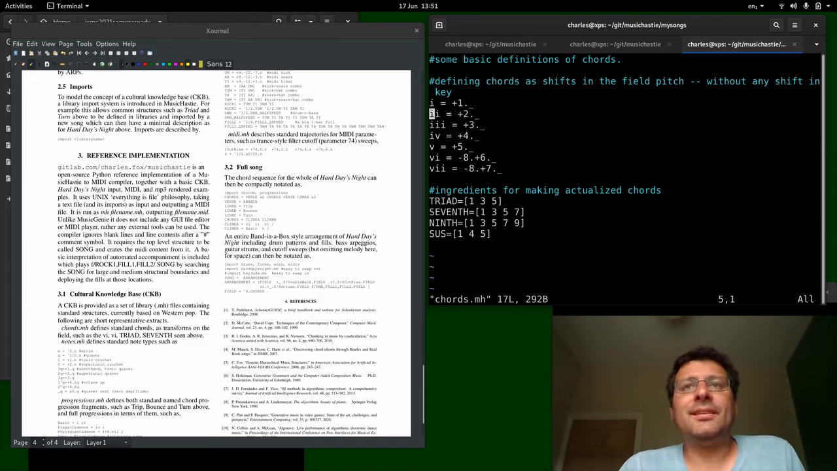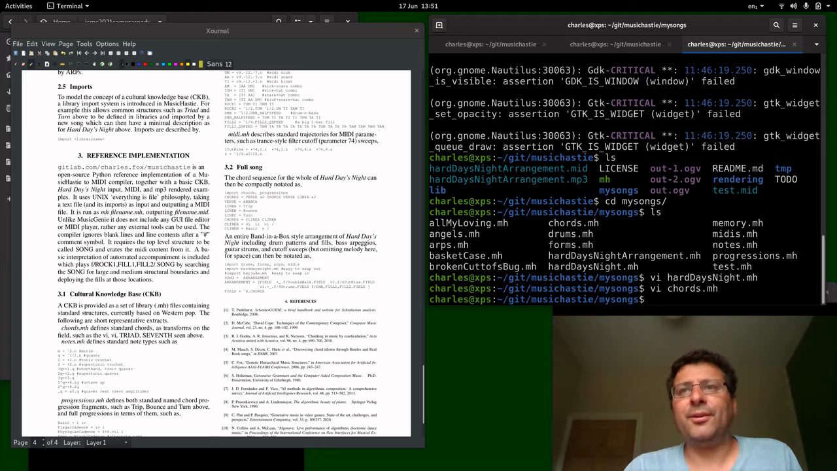So for example, this file is called chords.mh. This defines one standard chords, such as the first, the second, the third, the fourth, as musical notes, and then grouping them into named chords such as triads, sevenths, ninths, and suspensions. So we only have to do this once because the underlying notes are defined as pitch transforms of the underlying chord field. So playing a third, for example, means consult the chord field and pull the third note out of it. That's sufficient to define all the chords that we need.